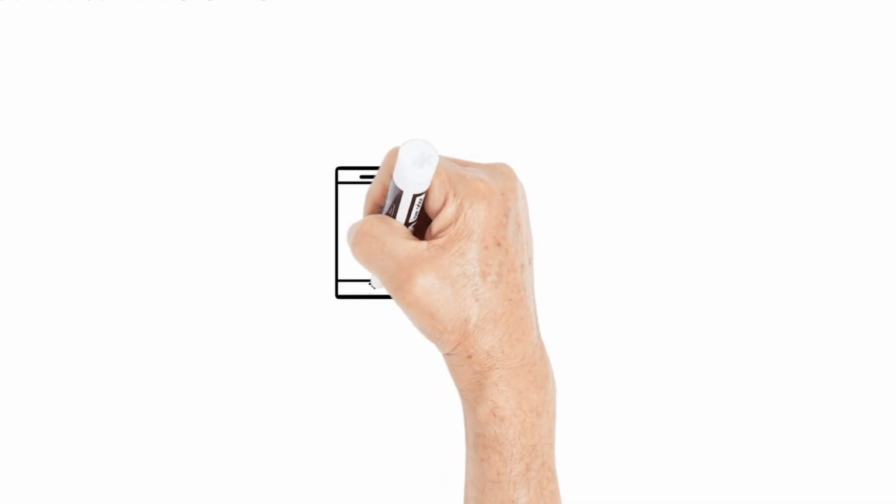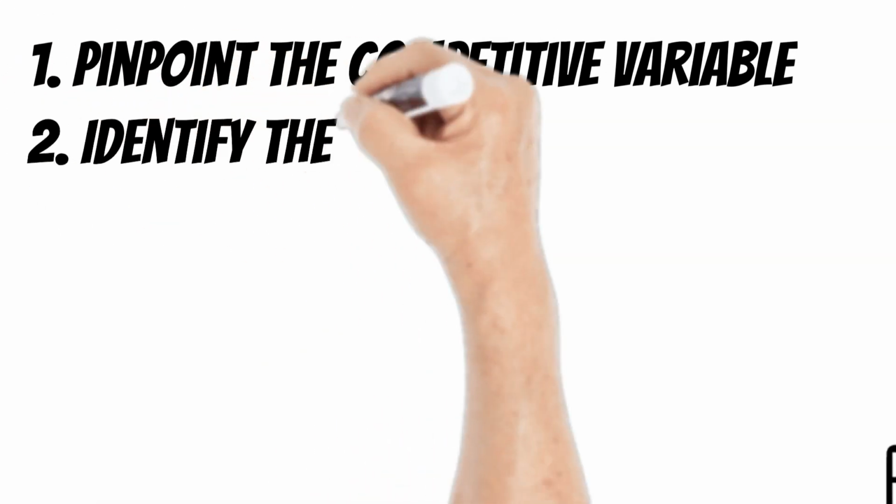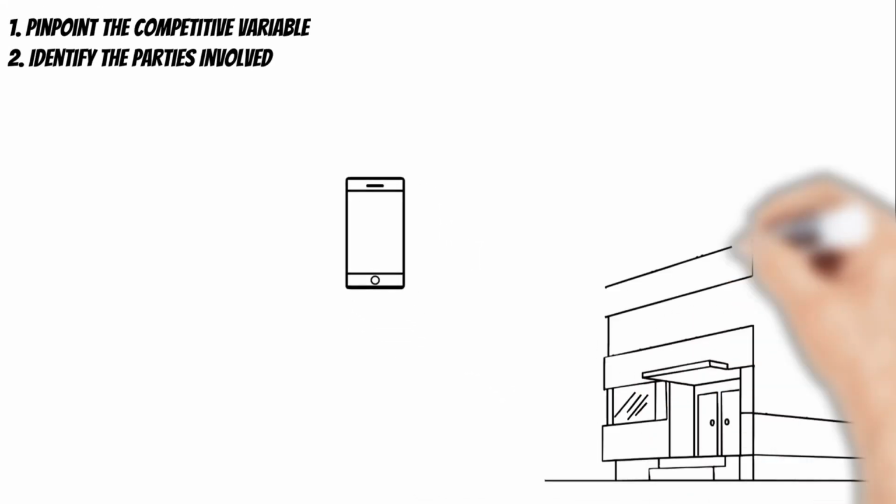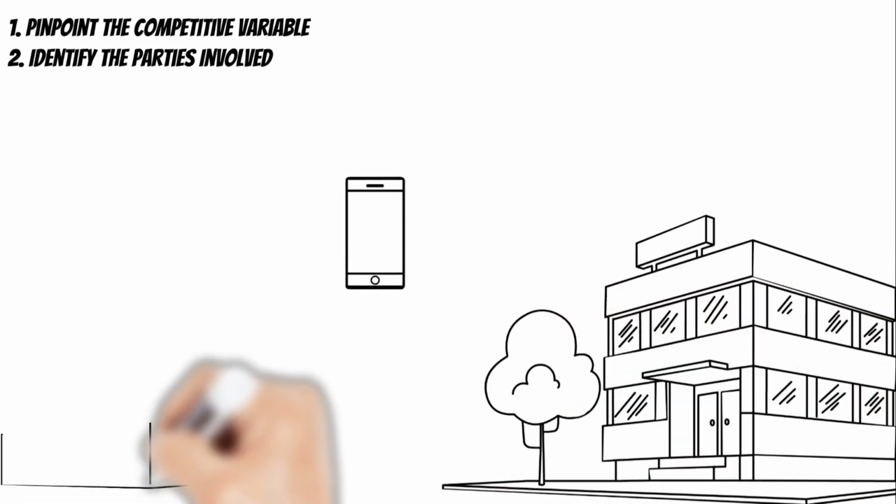How do you break out of an escalation dynamic? There are 7 steps that can help you break out of an escalation dynamic. Number 1, pinpoint the competitive variable. What is the focus of the competition? For Apple and Samsung, the competitive variable is the intellectual property relating to the smartphone technology. 2, identify the parties involved. Who is contributing to the escalation dynamic? For Apple and Samsung, the escalation trap is between Apple and Samsung directly.